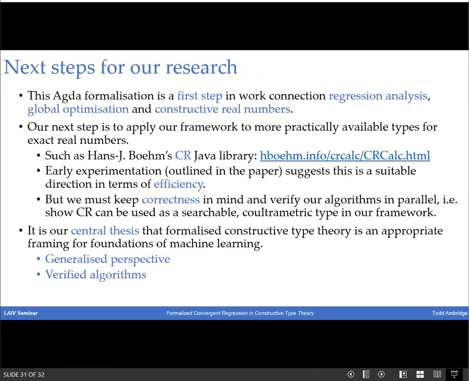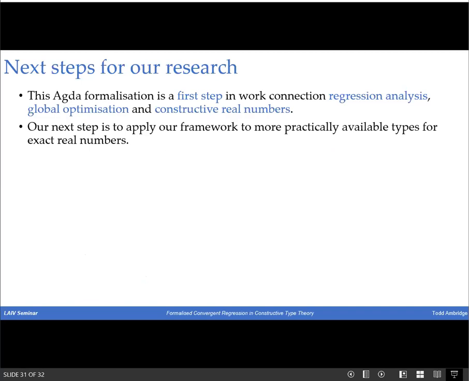Just briefly, the next steps for our research are, well, this is like a first step, this Agda formalization, in work connecting regression analysis, global optimization, and constructive real numbers. Our next step is to apply this framework to more practically available types, because we can compute all these algorithms for regression, but they're really inefficient because we're using them on these infinite sequence types, and we're pushing around so many proofs of continuity that it's very inefficient in the extreme.